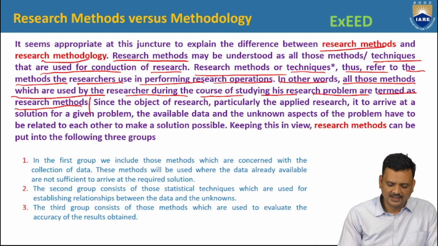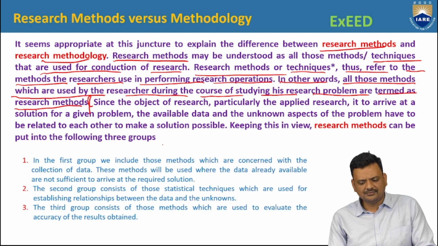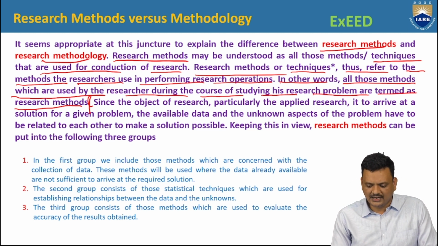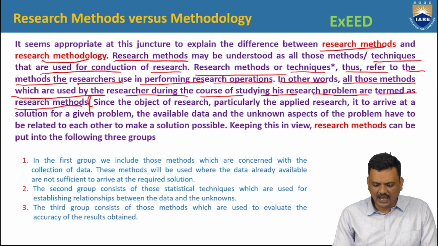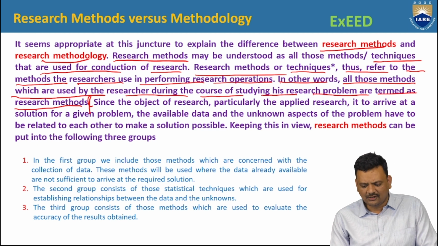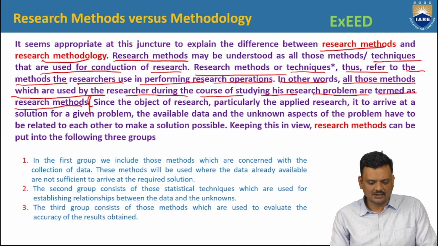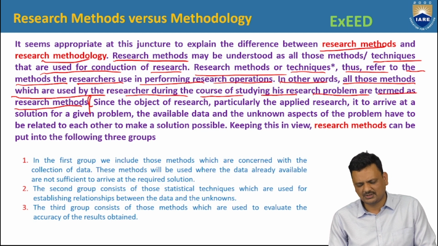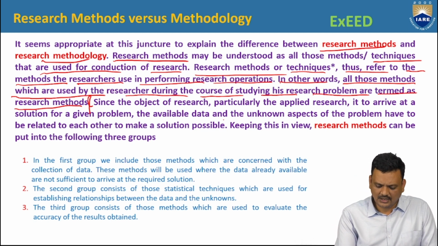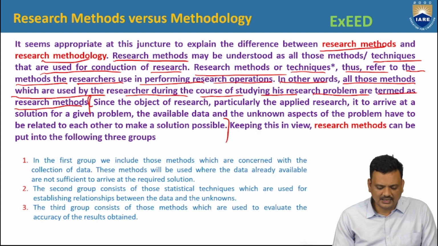Okay. Since the object of research, particularly applied research, is to arrive at a solution for a given problem, the available data and the unknown aspects of the problem have to be related to each other to make a solution possible. Keeping this in view, research methods can be put into the following three groups.